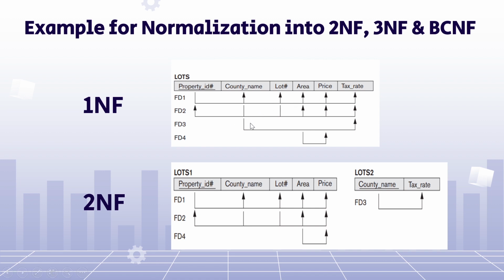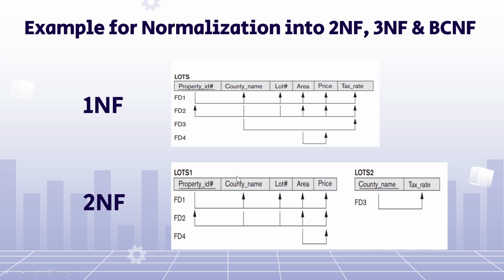So to make it into 2NF form, we have to take out the country name and the tax rate into a separate table. So here you can see we have decomposed this table. Now the country name and tax rate is maintained as another table, and all the remaining attributes are kept in one single table.